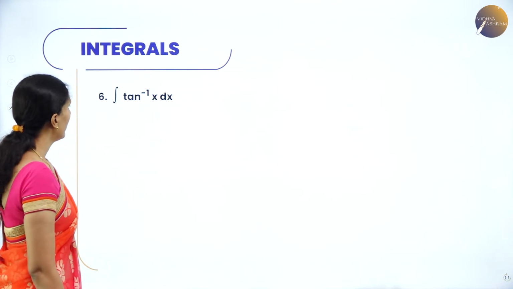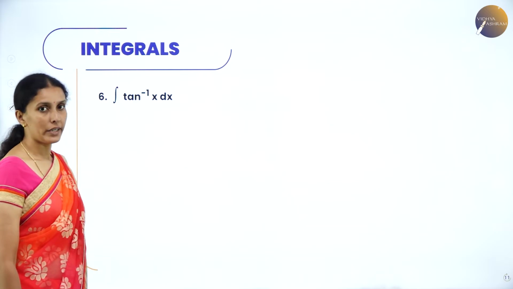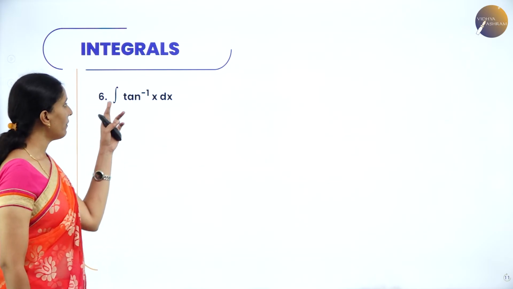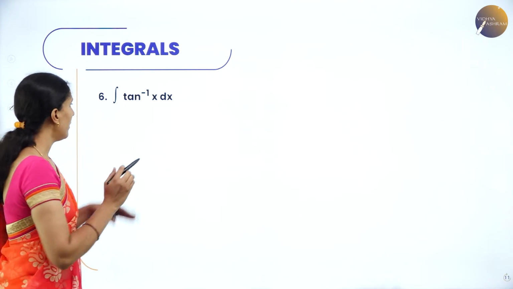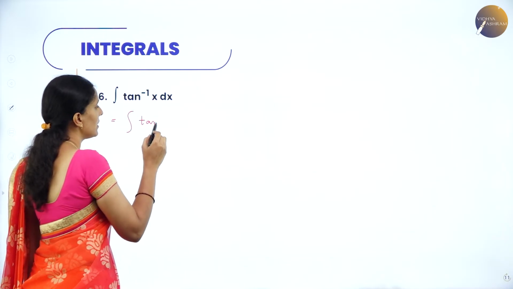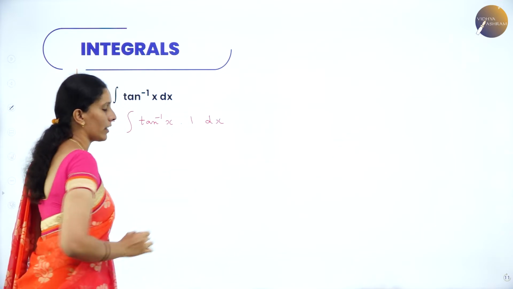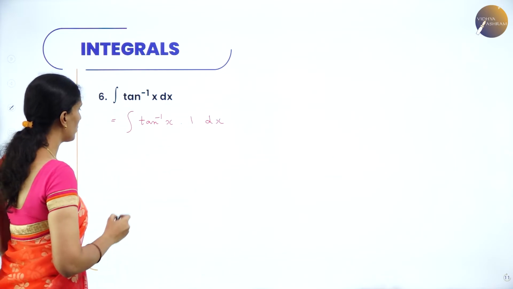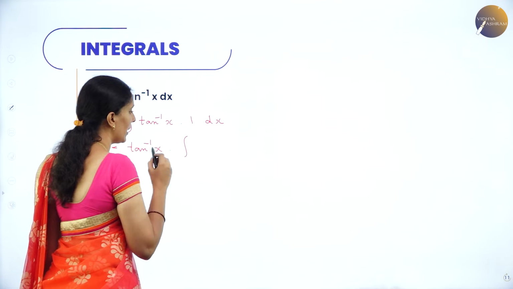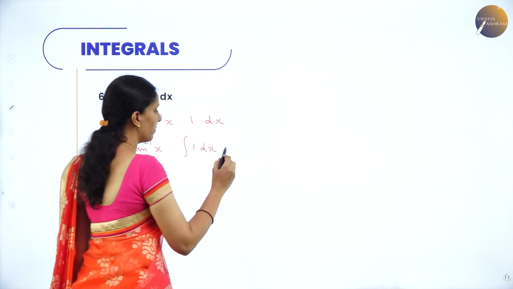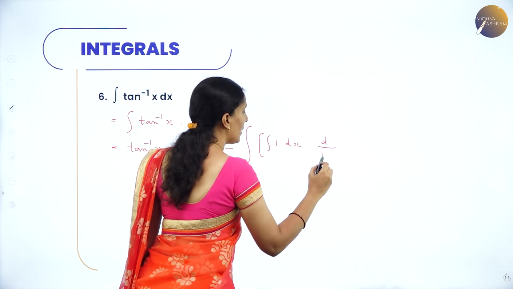So next we have the integral of tan inverse x with respect to dx. So how to integrate it? Whenever only a single function is given, take another function as 1 into dx. So here I will write this as tan inverse x into 1 with respect to dx. Now let us apply integration by parts. It says first function into integral of second, minus integral of second into derivative of first function.